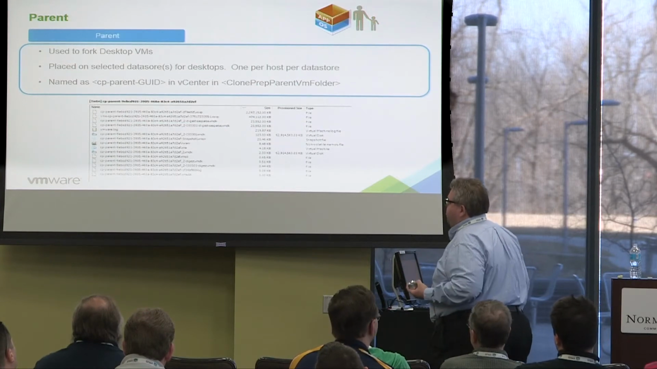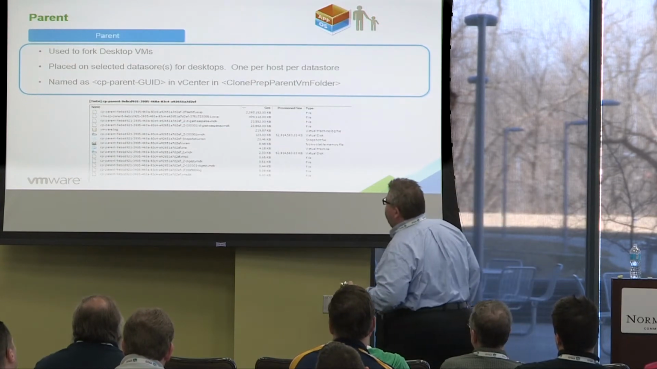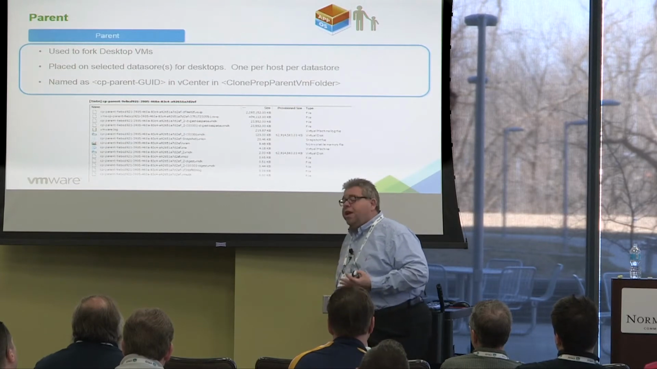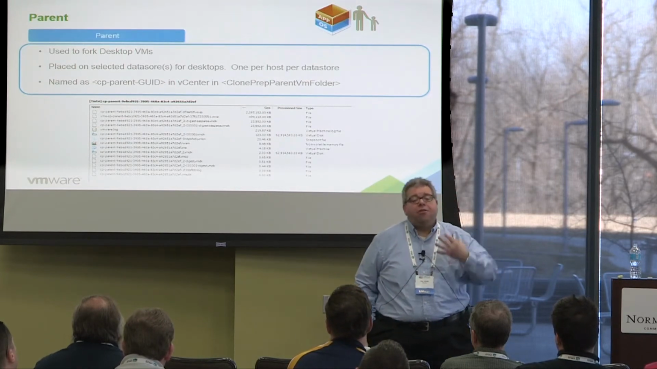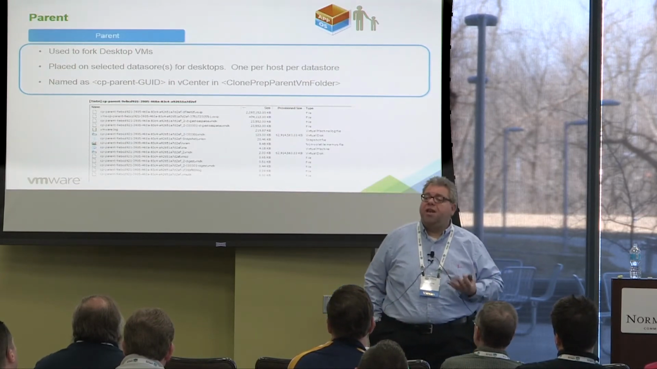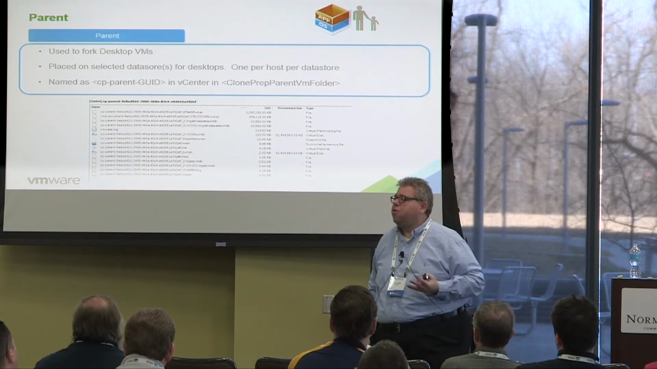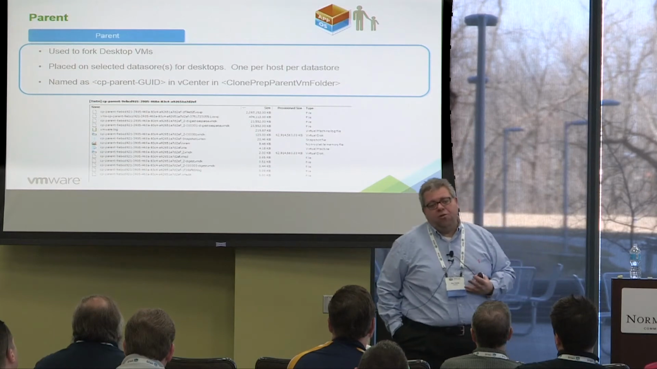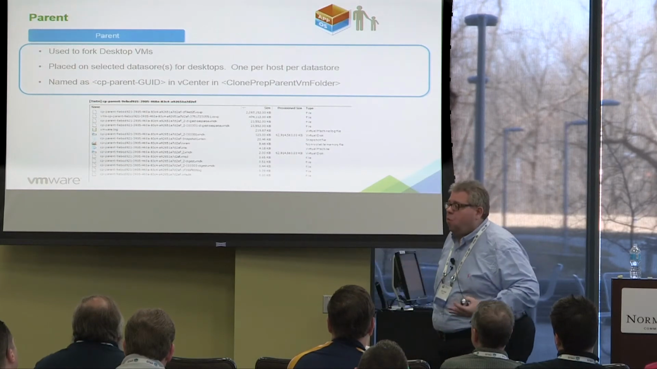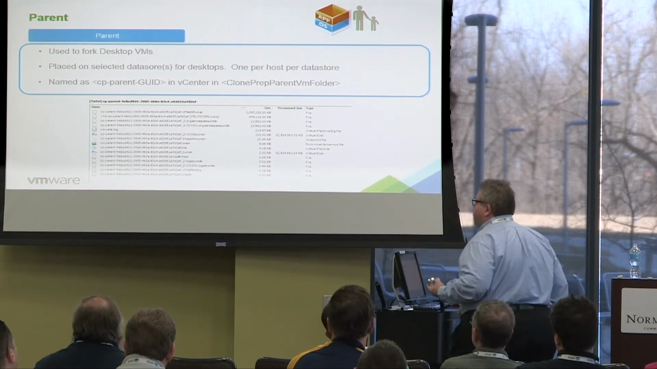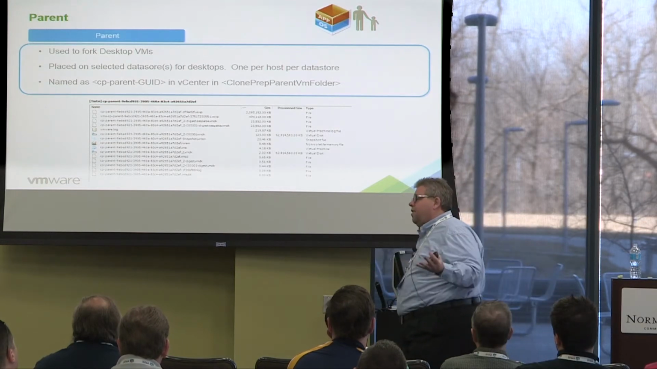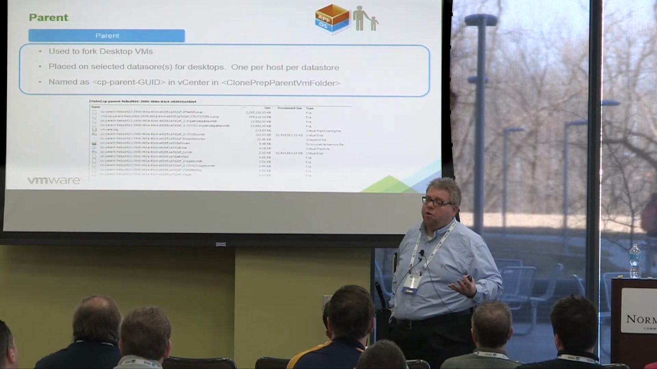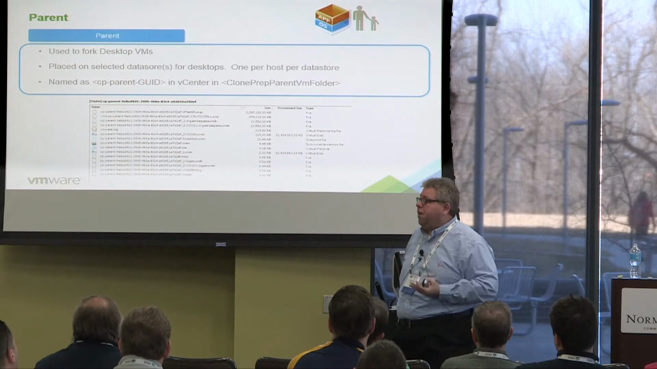Then we create parents. So these parent VMs are what the desktop VMs get forked from. It's the running VM. So I put one per host per data store. So if I have 4 hosts and I'm using 2 data stores, I'm going to have 8 of these, because I'm going to have one running on each host for each data store, because it refers back to that replica as well, which is on a data store. So that's how the desktop VMs kind of figure out where they're going.